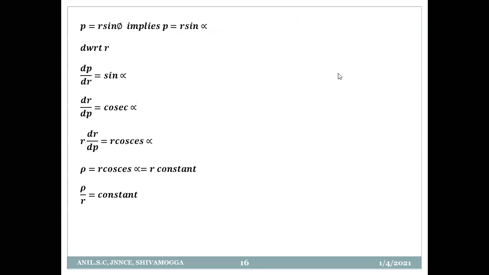Now substitute this in p is equal to r sin alpha.